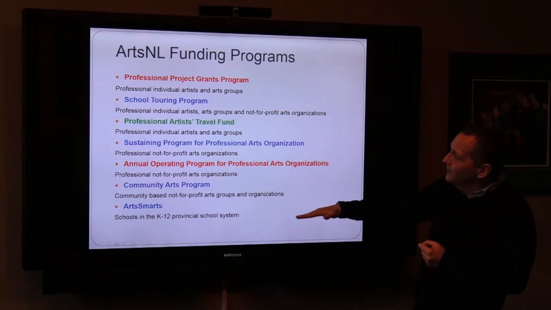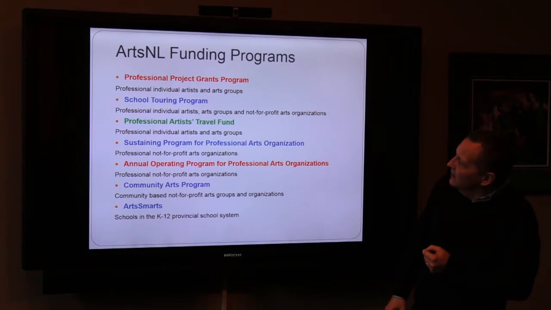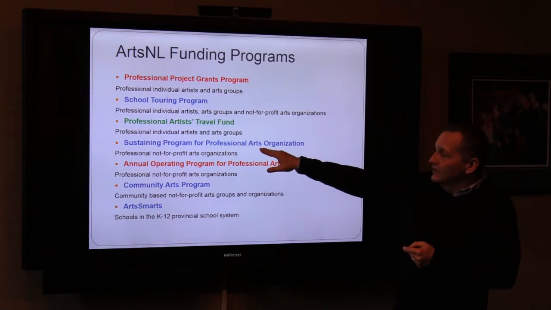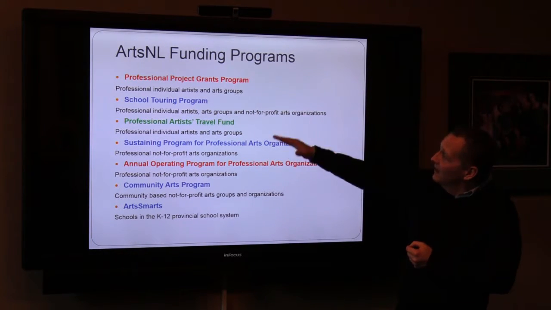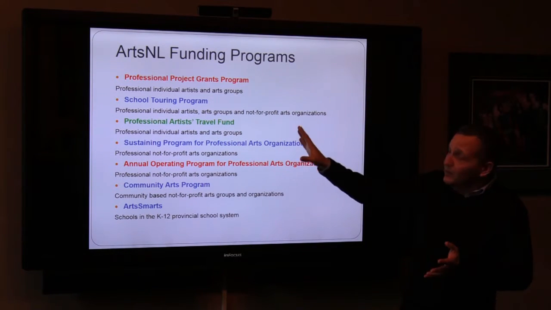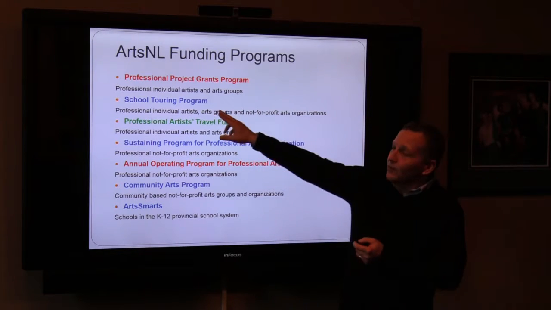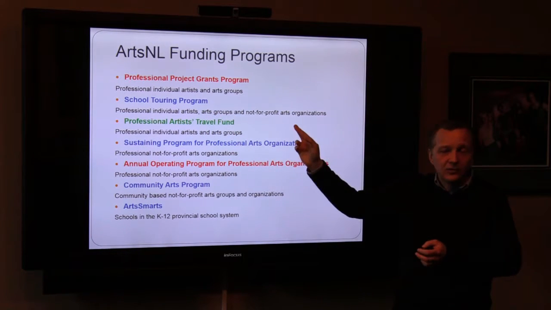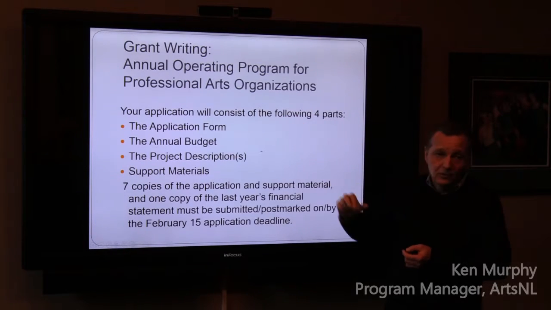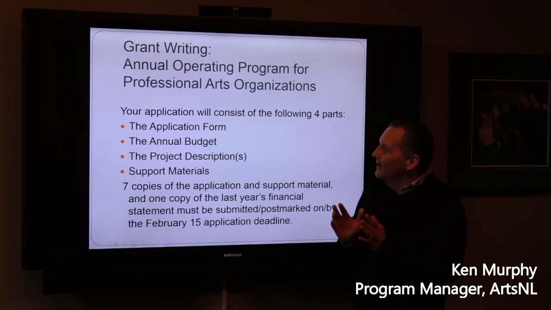So here are the programs that we offer right now. Today, we're talking about the annual operating program for arts organizations. There's also the sustaining program for arts organizations. The other program that you could apply for is the school touring program as well. So you can apply to, for example, annual operating and school touring, or sustaining and school touring. So just so you're aware of those.